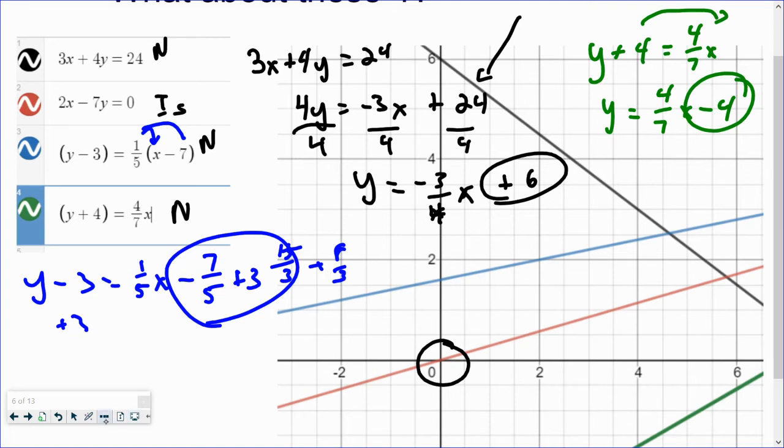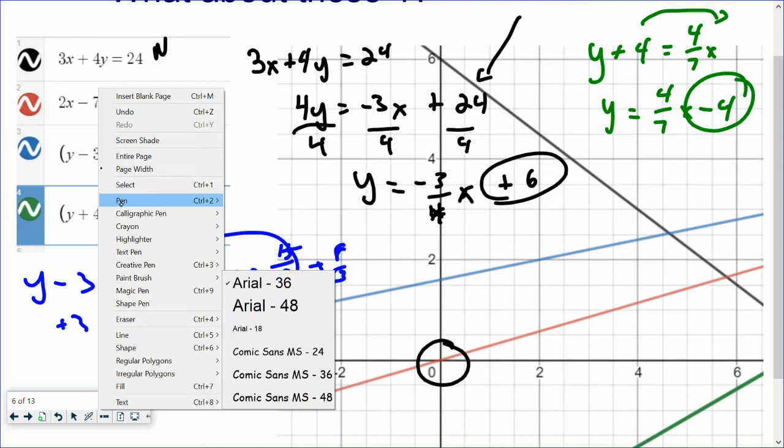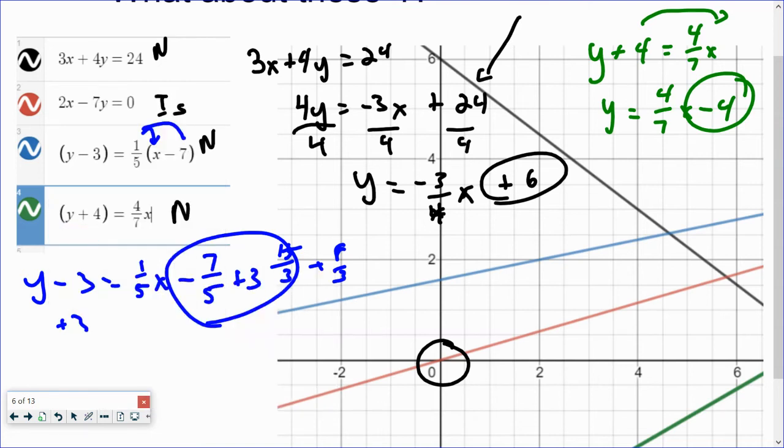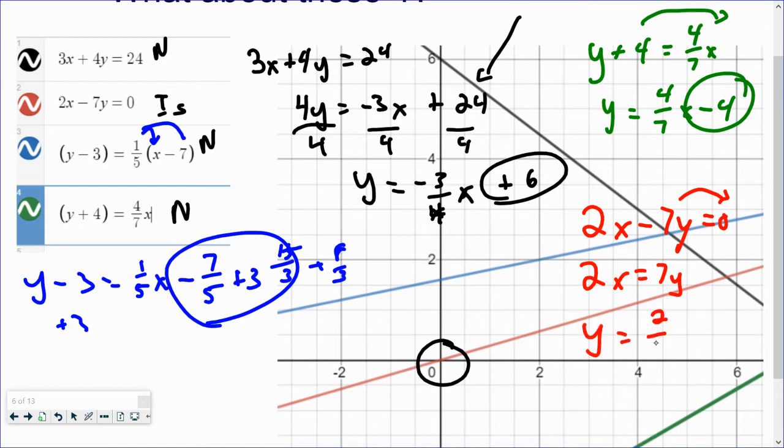Now the red one. Let's figure out what k is for that red one. If I start off, it's 2x minus 7y equals 0. Honestly, in this case, I'm going to move this to the other side. So 2x is equal to 7y. Divide both sides by 7. So k is 2/7. Works out pretty quick and easy, okay?